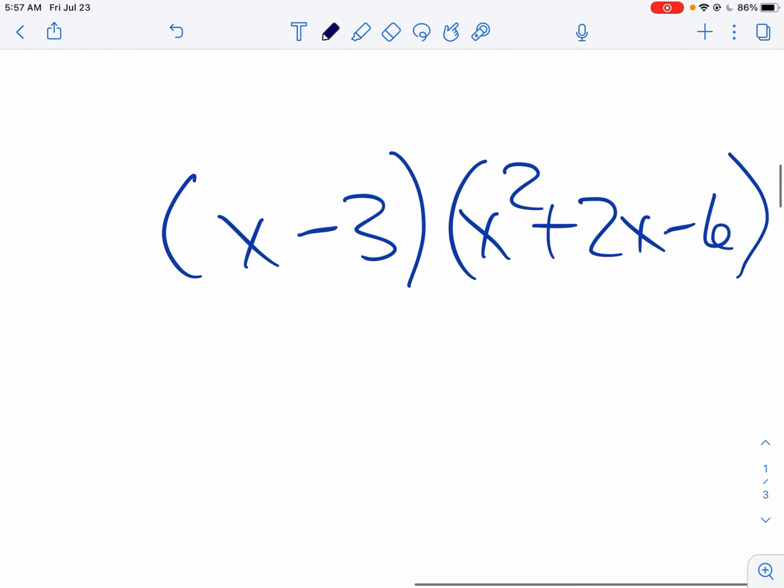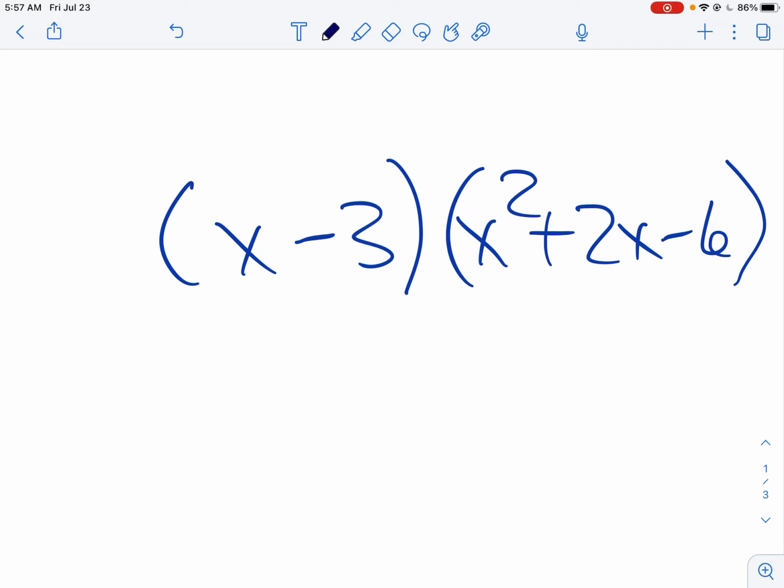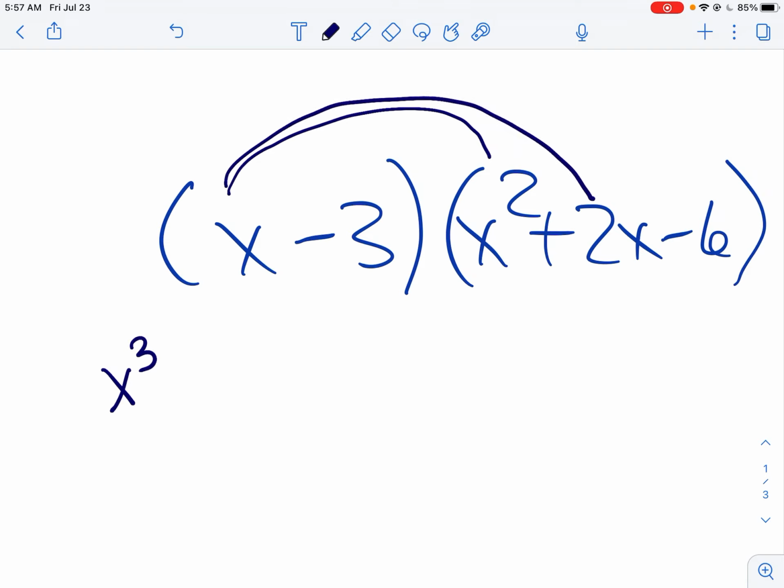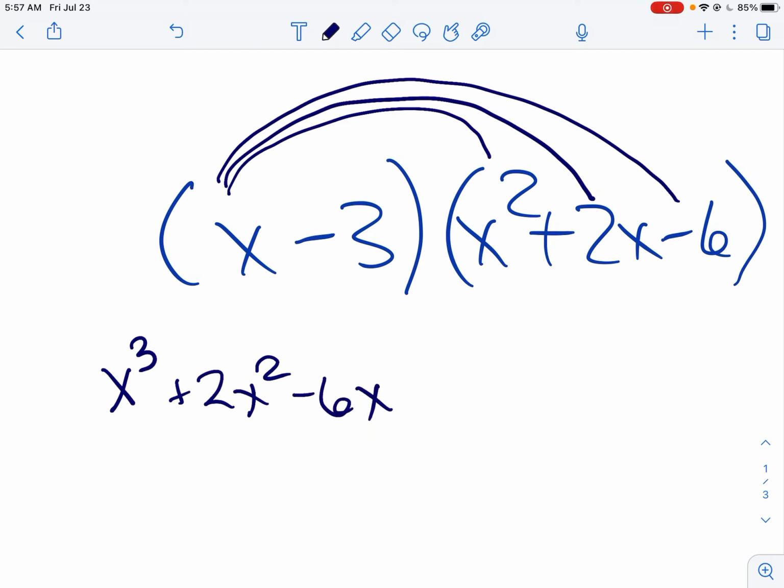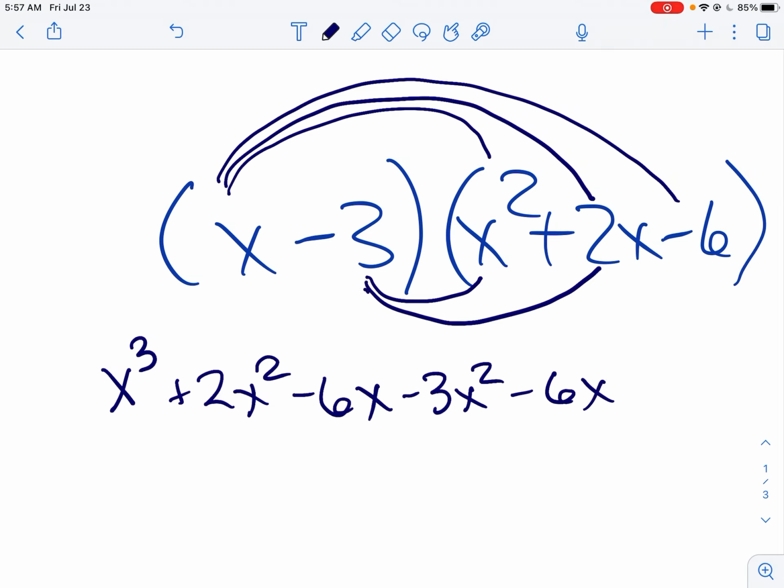So I'm going to take x, multiply it by x squared, get x to the third. Take x and multiply it by 2x and get 2x squared. Take x and multiply it by negative 6, get negative 6x. Then I take the negative 3 times x squared and get negative 3x squared. Negative 3 times 2x and get negative 6x. Last but not least, I take negative 3, I multiply it by negative 6, and I get 18.